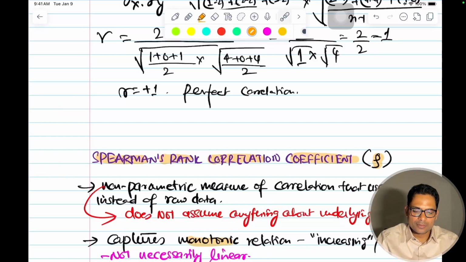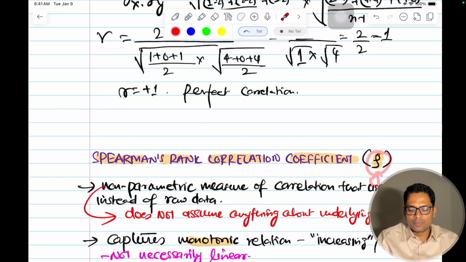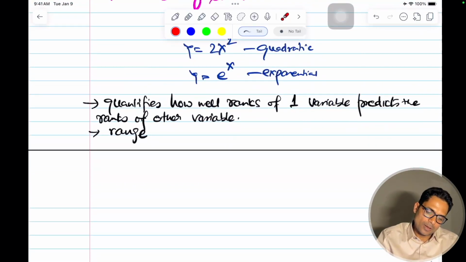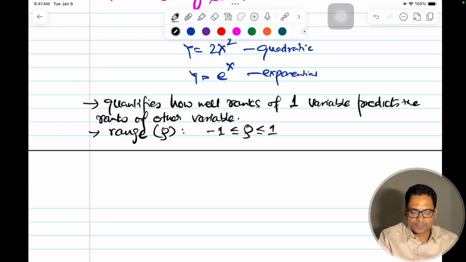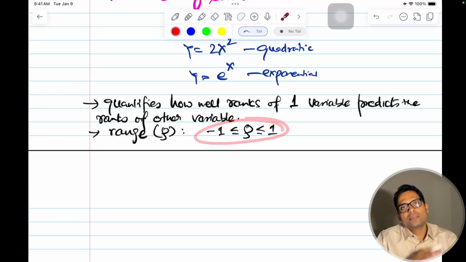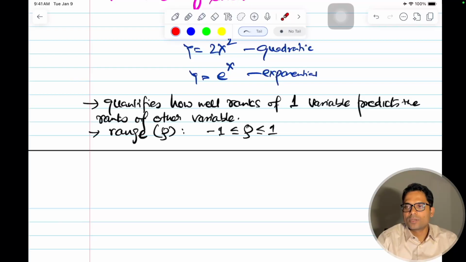Rho symbol. In electrical engineering, you would have studied resistivity. That is the same. The resistivity was rho. So this symbol, Greek symbols keep coming. So this is that rho. The range of rho is -1 is less than or equal to rho is less than or equal to 1. Same range for the coefficient. Anything standardized is -1 to 1.